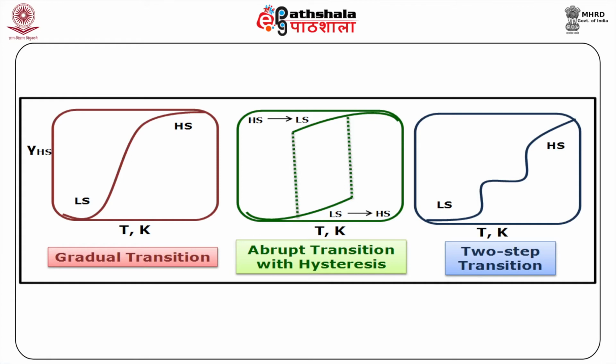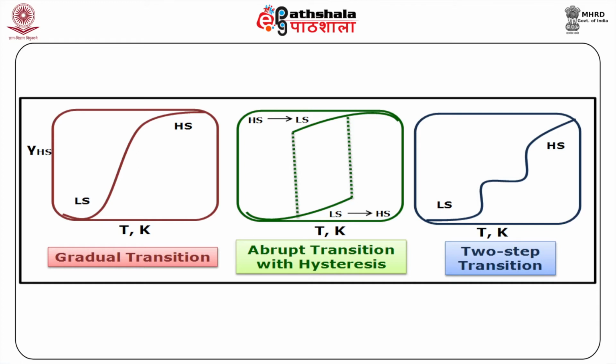The two-step transition is relatively rare but is observed, for example, with dinuclear spin crossover complexes, for which the spin transition in one metal center renders the transition in the second metal center less favorable.